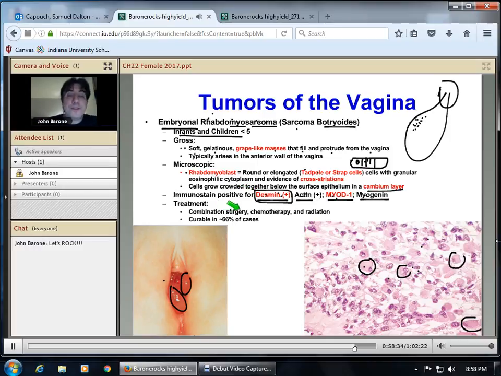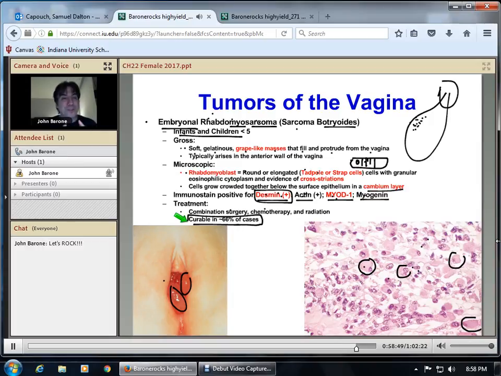All right, now treatment for this. We're going to be aggressive here. We're going to do surgery, chemo, and radiation. Now it's curable in about two-thirds of cases. So if we caught it early enough and get aggressive, we can cure about two-thirds. But again, it's a malignant tumor.